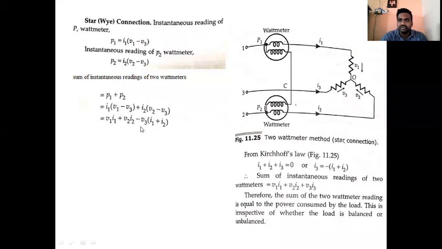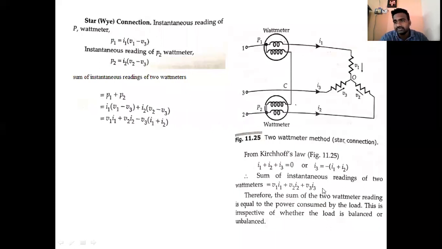If we observe the behavior and compare the two results: what is the first result? The instantaneous power consumed by the load. What is the instantaneous power expression? V1 I1 plus V2 I2 plus V3 I3. See the final result of instantaneous power with respect to the 2 wattmeters. What is the result? V1 I1 plus V2 I2 plus V3 I3.